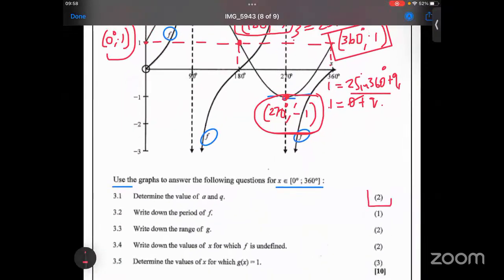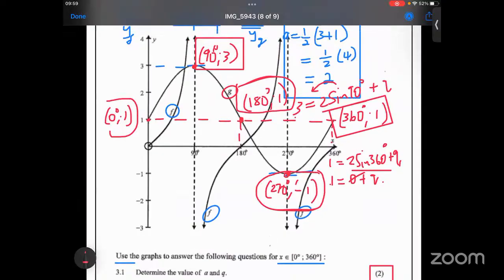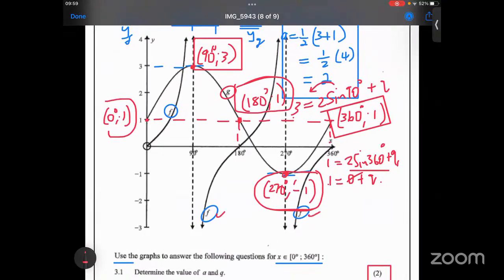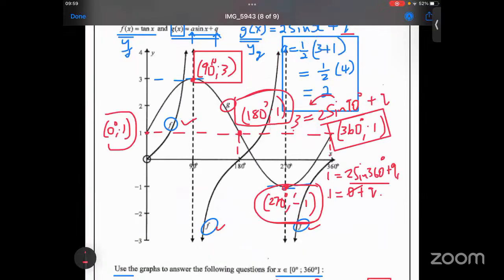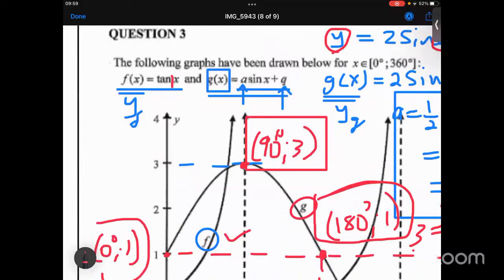Look at that. It's just allocated 2 marks. Not that it's complicated. Okay, let's not waste time. Write down the period of f. Which one is f? We still remember f is the one of tan. For tan, the period formula is 180, not 360, but 180 degrees divided by the b value. The b value is 1, so we have 180 divided by 1, and that's why we end up getting 180. Remember the 1 is the one that lies between the trig name and the angle.